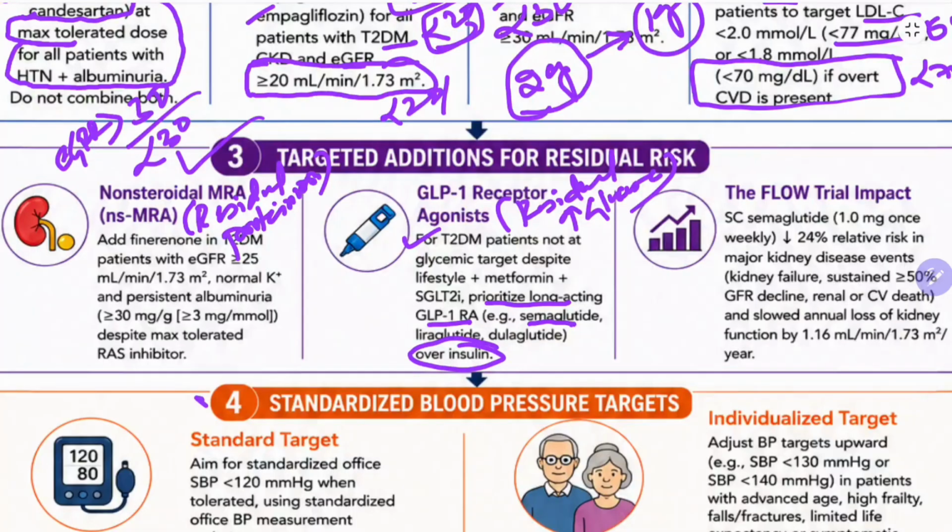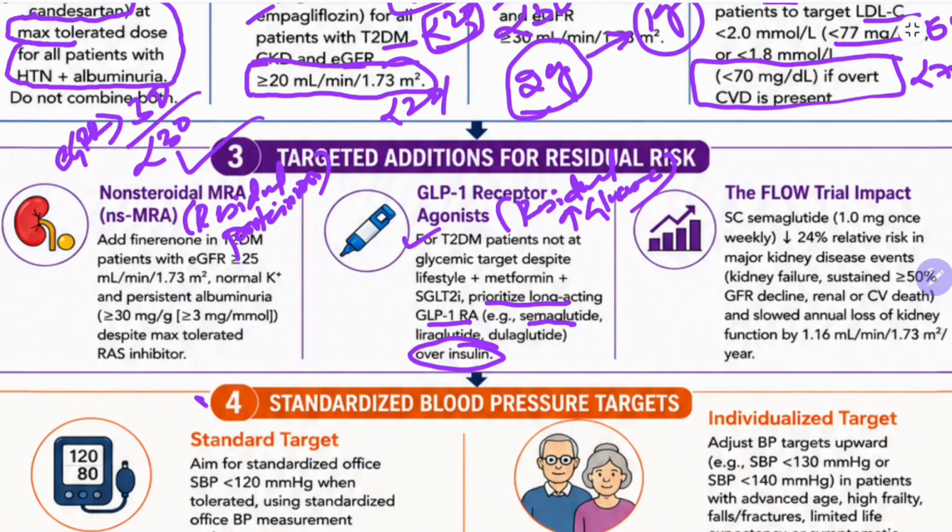The patient is not achieving the target HbA1c and FBS with oral drugs alone, so we would directly start insulin. But the guidelines say to prioritize the GLP-1 agonist over insulin. Even after giving the GLP-1 agonist, if the patient is still not achieving the glycemic target, then you can give insulin. Insulin causes weight gain, and weight gain is not good for these patients. Also these patients are at high risk of hypoglycemia because insulin is not degraded by the kidney.